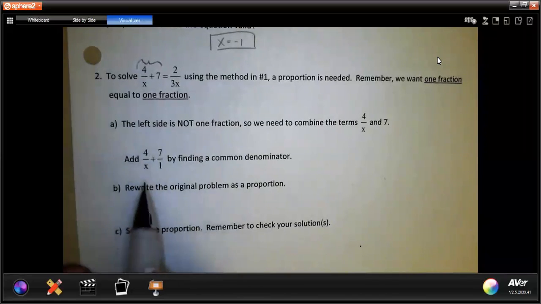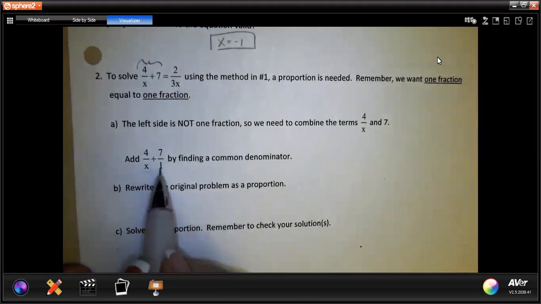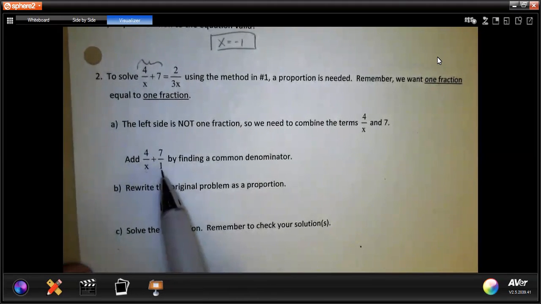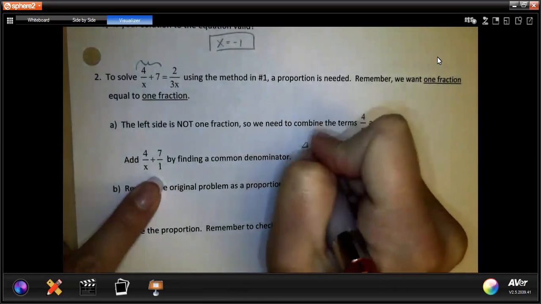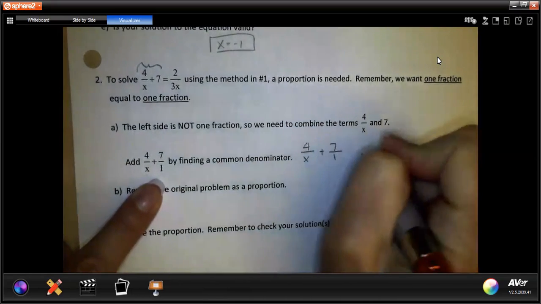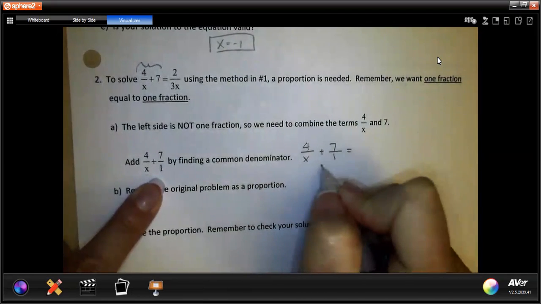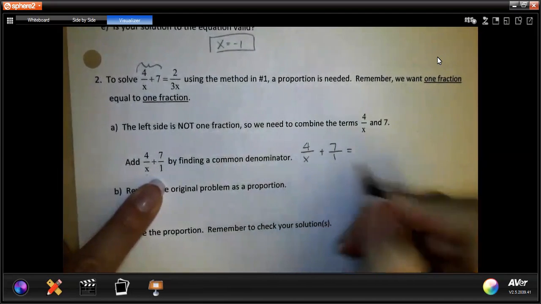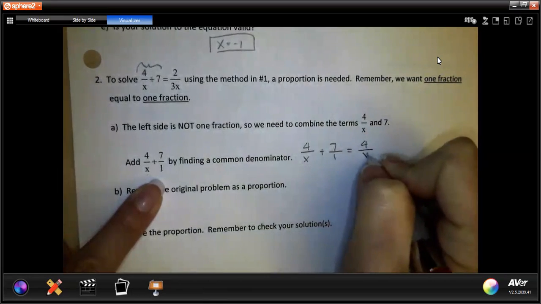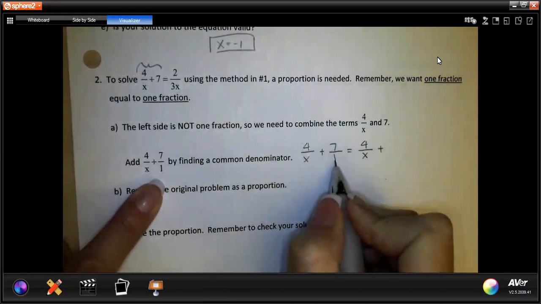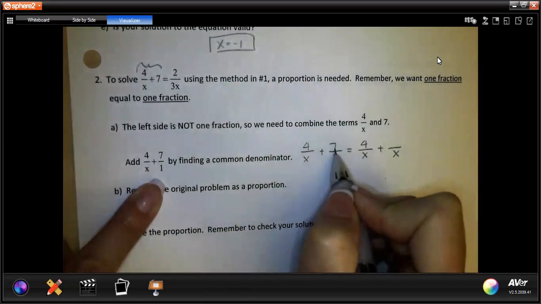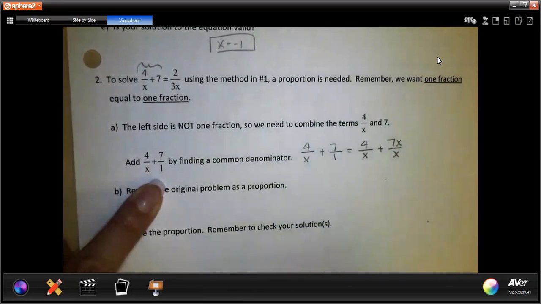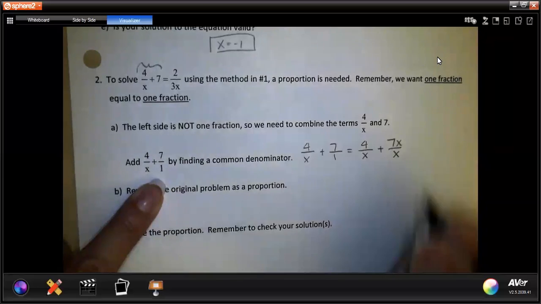So on here, the first thing we need to do is add 4 over x plus 7 over 1. Remember, all whole numbers are over 1. So we would get a common denominator. And I'll just go ahead and write it over here so I've got my whole problem. X would be the common denominator here, the least common denominator between those. I don't have to change the first one. For the second one, I need to multiply this denominator times x to get an x in the denominator. So I'm going to have to do the same thing to the numerator. So we get 7x over x.